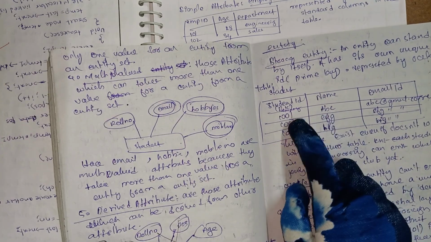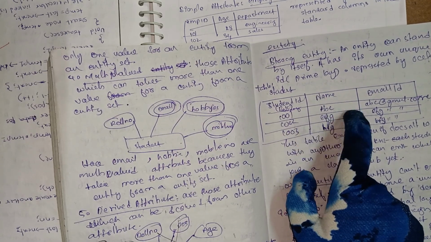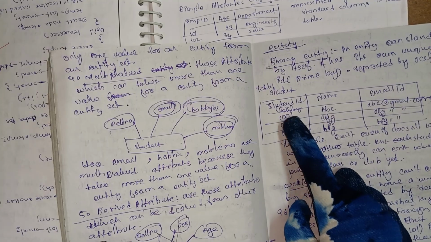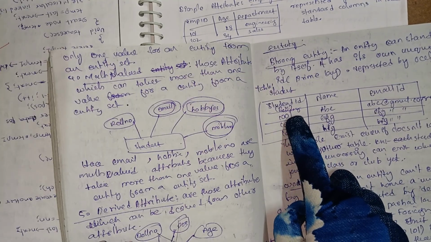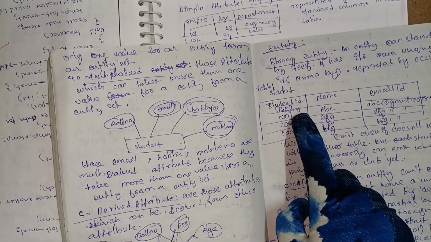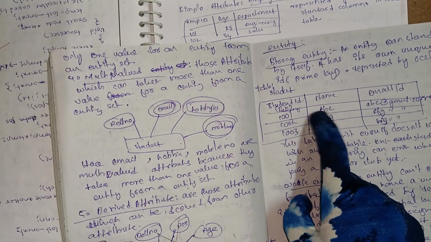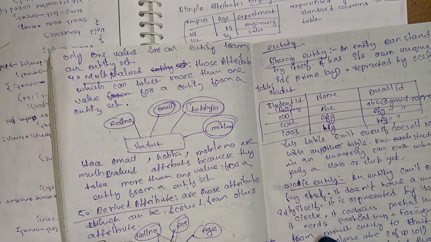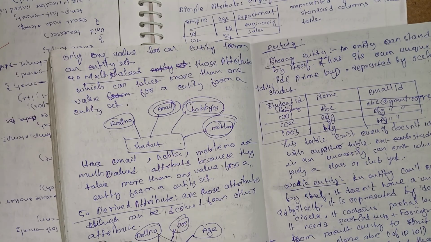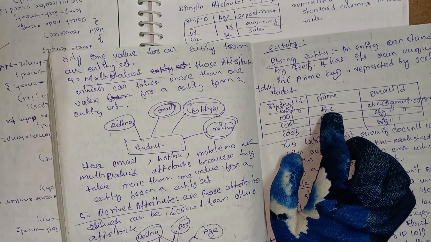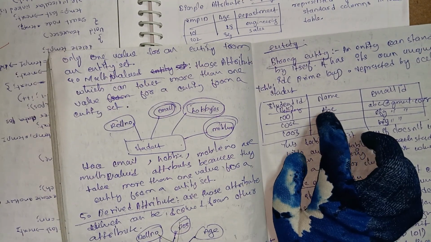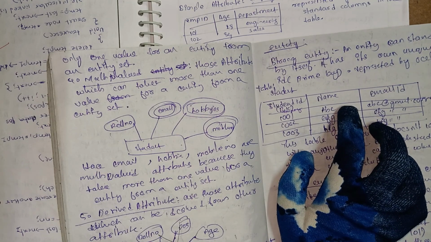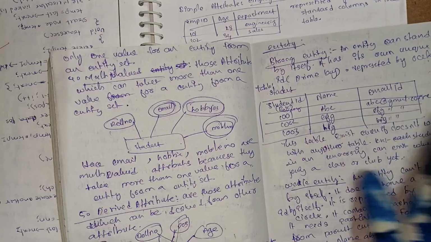Means in each cell, consider one cell. The attribute is name, and one entity is 1001, which is the student ID. It has only one value, that is abc. It does not contain an array of values. That's the meaning of a single valued attribute.